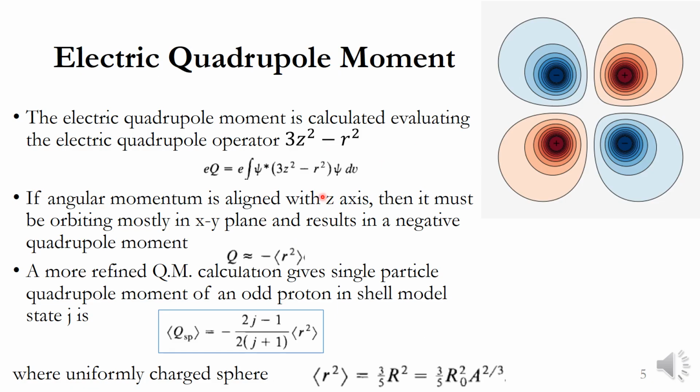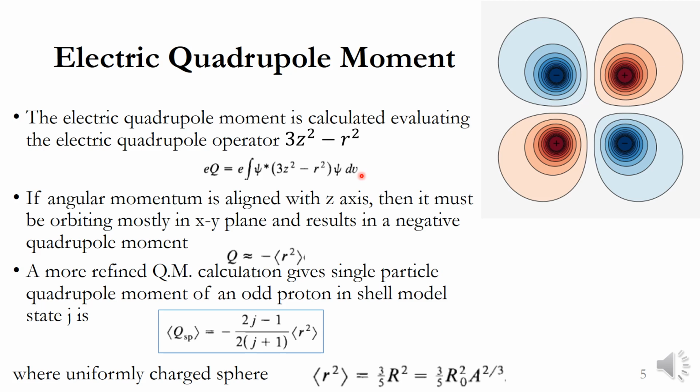Now the fourth prediction is the electric quadrupole moment. We know that the electric quadrupole moments are generated by four charges like this, and in the case of the nucleus, the electric quadrupole moment is calculated by evaluating the electric quadrupole moment operator, that is 3z square minus r square, multiplied by the charge e. So this is the electric quadrupole moment: e into the integral of psi star, 3z square minus r square, psi dV, the volume integral.